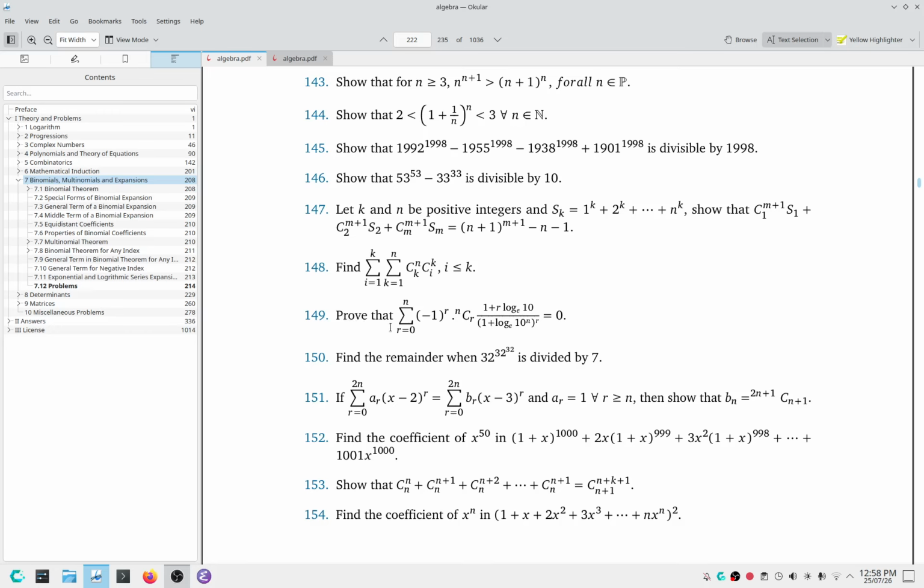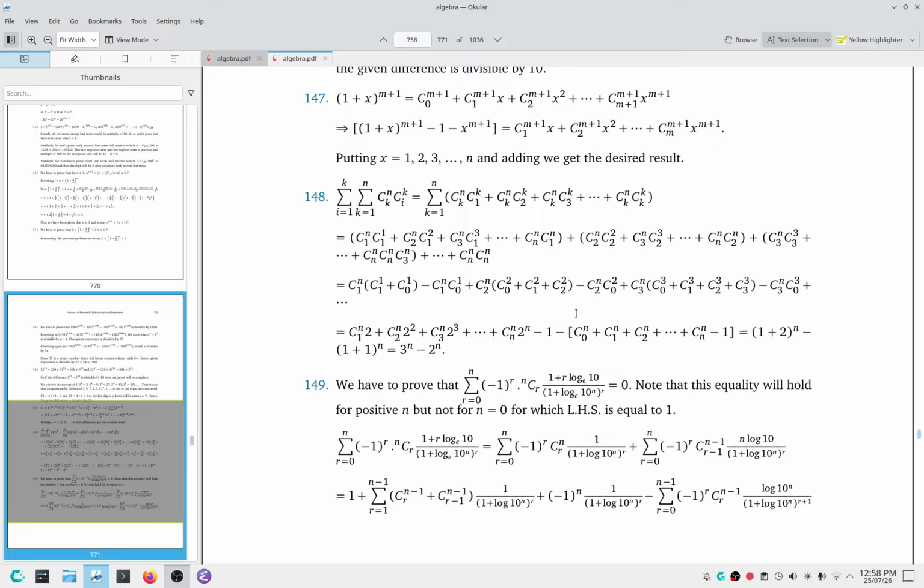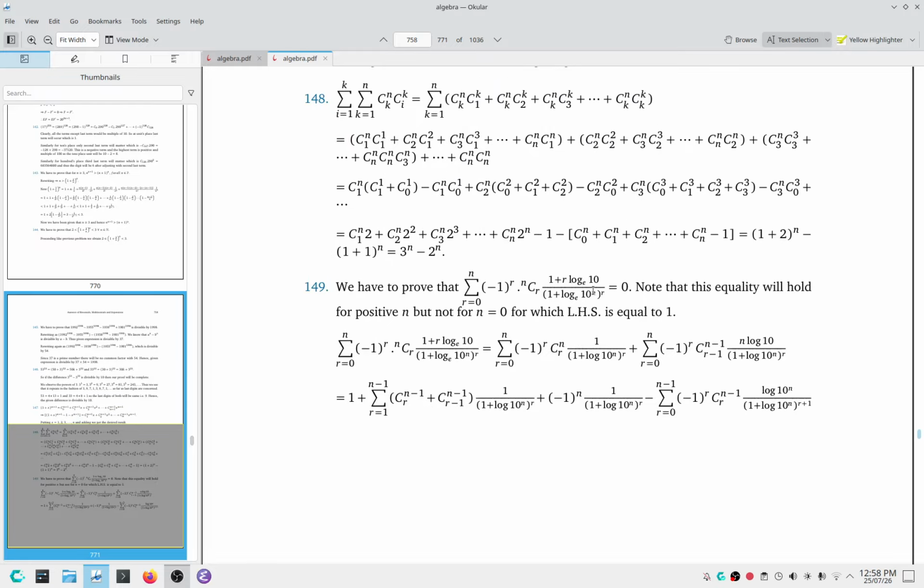Question 149 says: prove that the sum over r from 0 to n of minus 1 to the power r, nCr, times the quantity 1 plus r log of 10 with base e upon 1 plus log of 10 to the power n with base e, whole to the power r, is equal to 0. So the equality will hold for positive n but not for n equal to 0, for which the left hand side is equal to 1.